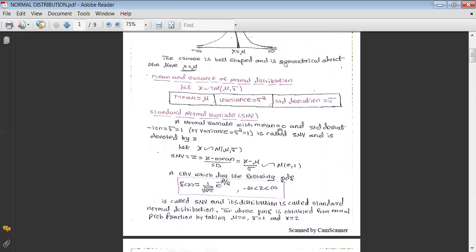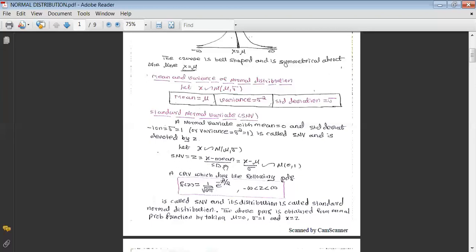A normal variate with mean 0 and standard deviation 1, that is, variance sigma square equal to 1, is called a standard normal variate and is denoted by the letter Z. Suppose x follows normal with mean mu and standard deviation sigma, then the standard normal variate is denoted by Z and is computed with a simple rule given by x minus mean, divided by standard deviation, where x is a normal variate, mean is mu, and standard deviation is sigma.